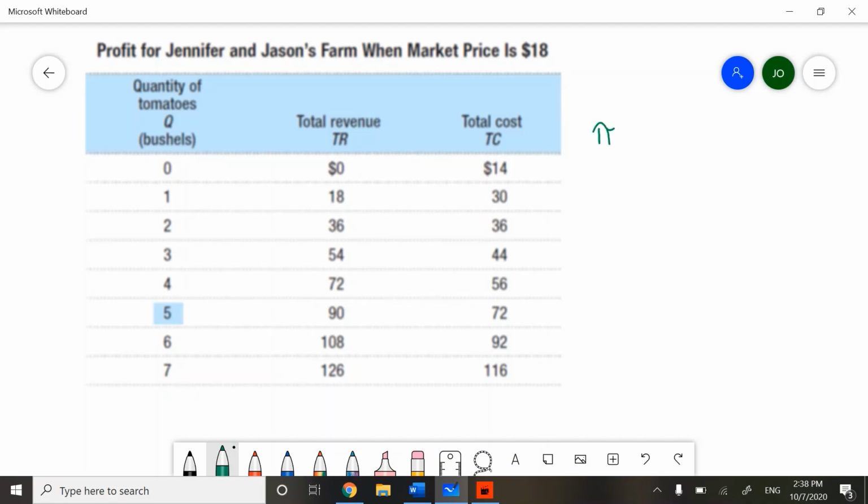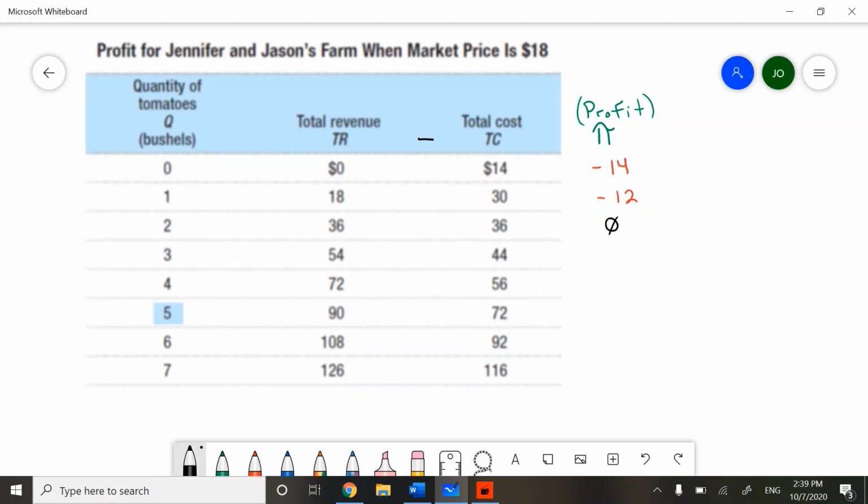As we've done before, my pi sign is going to be my profit. Let's take a look at the type of profit we yield at every quantity. 0 minus 14 is negative 14. 18 minus 30 gives me a negative 12. Here we see that we have a profit of 0. All I'm doing is subtracting total revenue minus total cost.